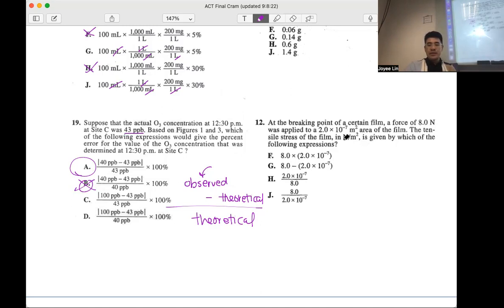This one's really easy if you know how to do the dimensional analysis, right? It says newtons per meter squared. So what's the answer? Yeah, right. So sometimes if you just look at the units, it can help you answer them quickly.